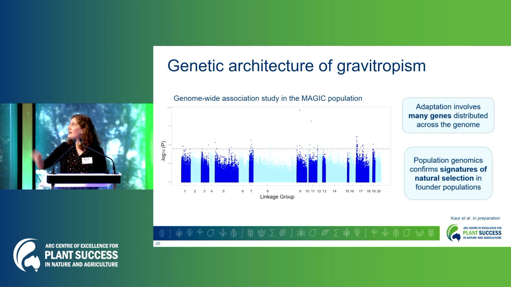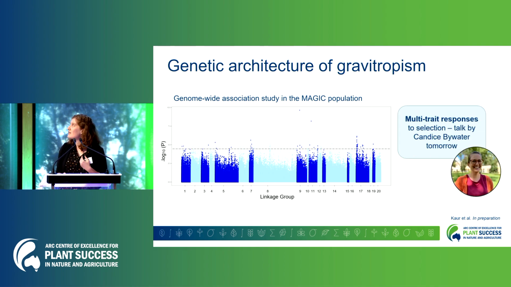We are also looking at all of this here in another 30 traits or so and examining how natural selection simultaneously acts upon multiple traits. So these multi-trait responses to selection. And you'll hear more about this in the talk from Candace tomorrow, looking at how natural selection can actually evolve multiple traits at the same time.